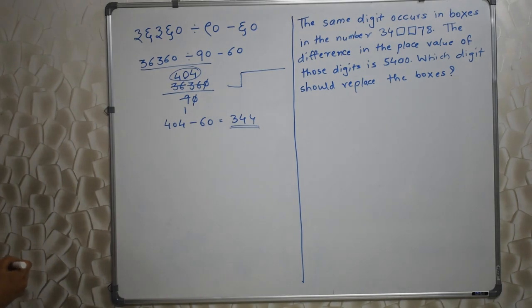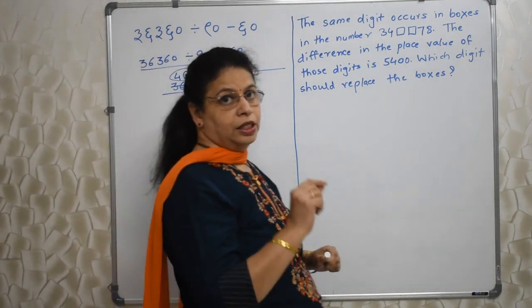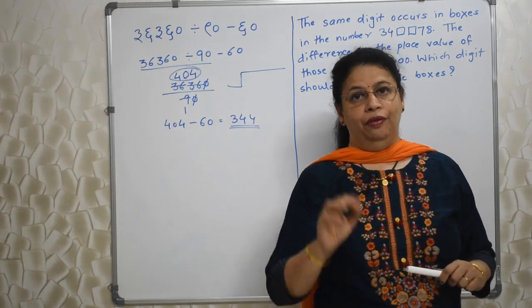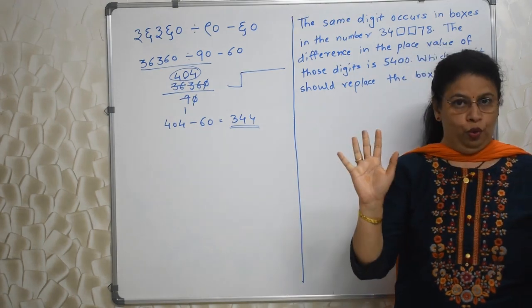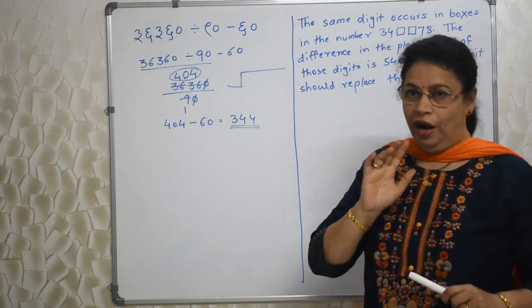The same digit occurs in the boxes in the number 34 box 78. The difference in the place value of those digits is 5400. Which digit should replace the boxes? This sum should take 5 seconds, not more. Why and how, I will tell you.